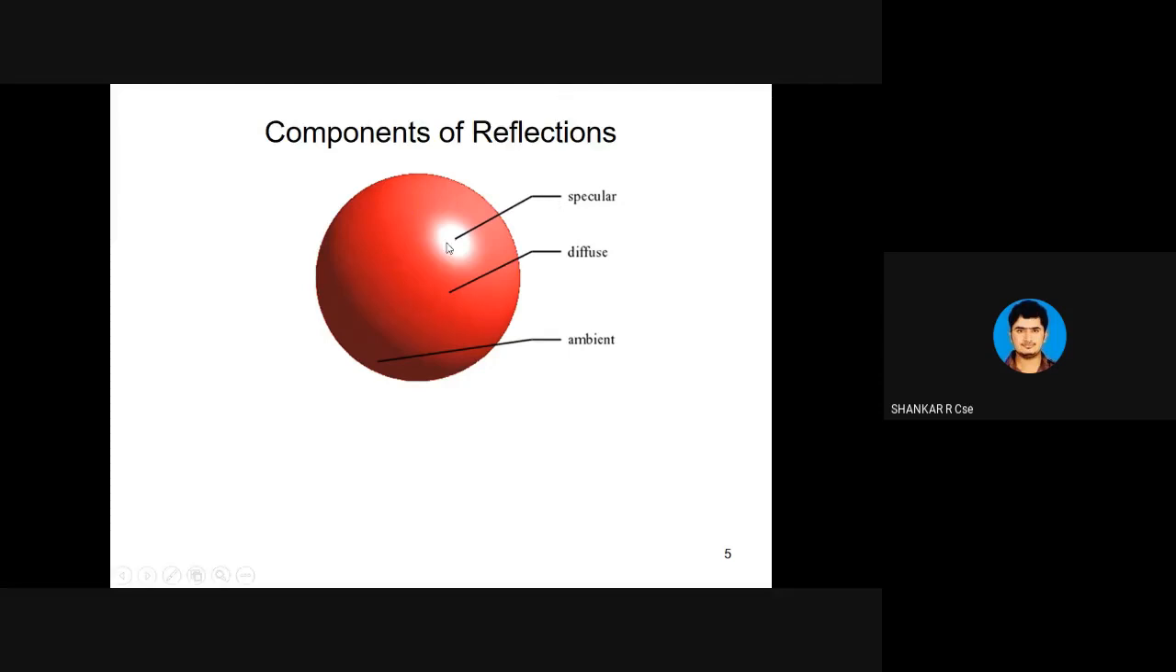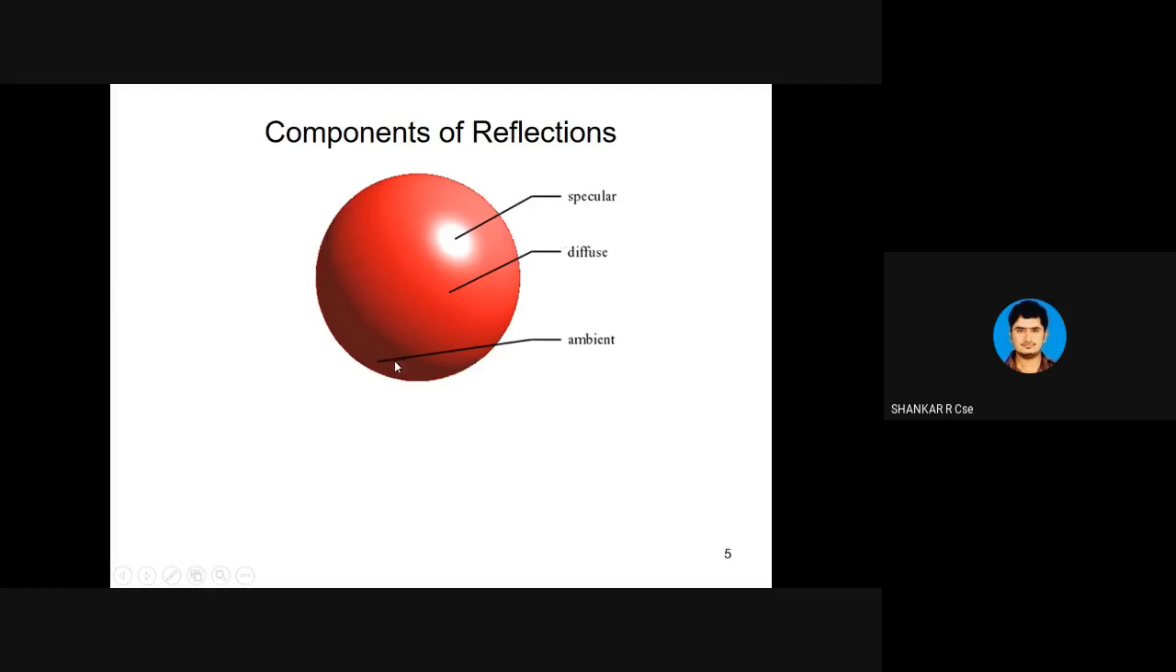So what do you mean by specular? It is the moment you turn on your light and project it onto a surface, some portions will have a lot of shininess. Some portions, some pixels, will be highlighted very much. So the shininess property is called the specular property.